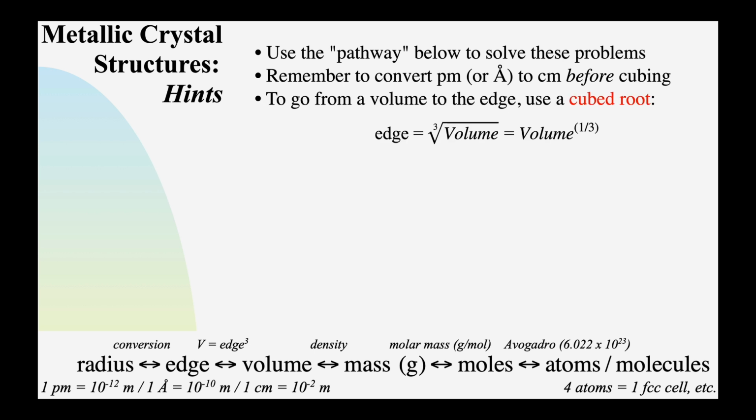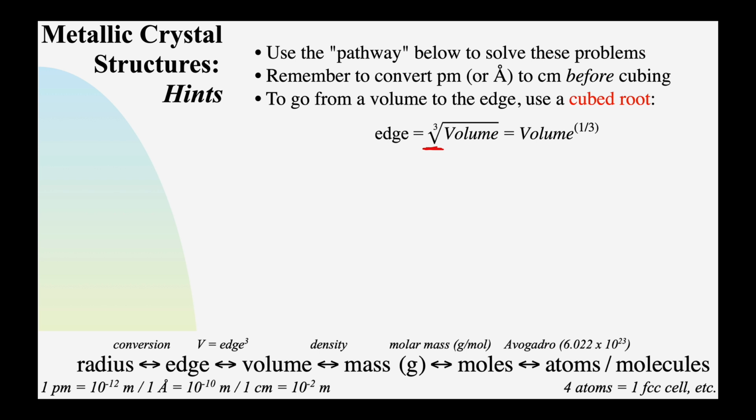I think in one of the problems, you have to go from a volume to an edge. So volume equals edge cubed. And if you want to get to the edge, you need what's called a cube root. Cube roots look like this on your calculator. If you have the symbol, it's like a square root with a 3 right there. And that's called a cube root.